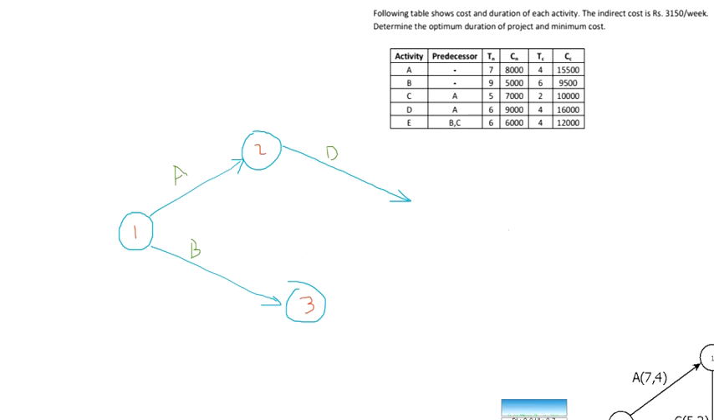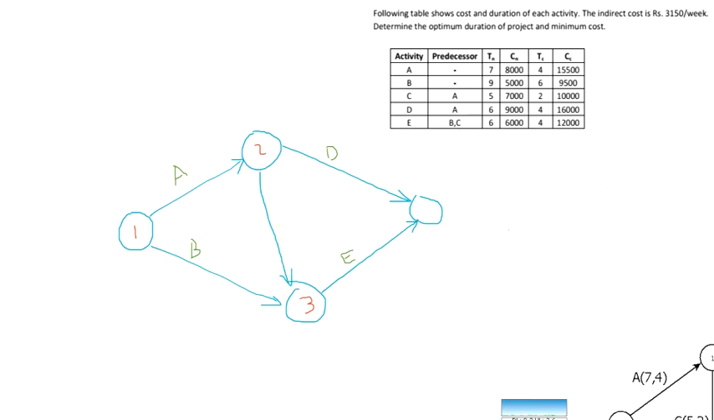So, let this be E. Okay, let this be E, and C should also be a predecessor. Then how can C be added here? C should follow A, and it should be the predecessor of E also. Therefore, we can draw it like this.